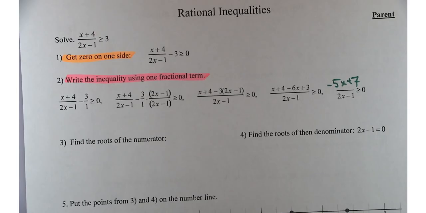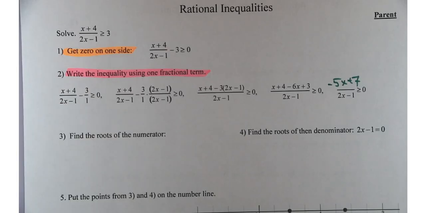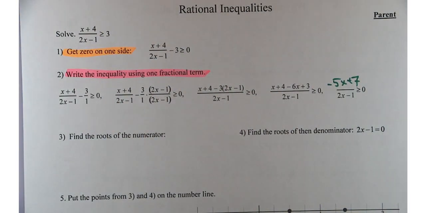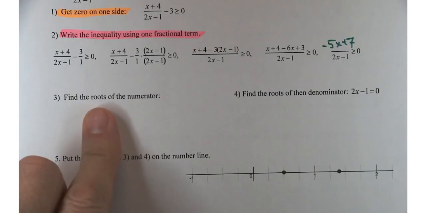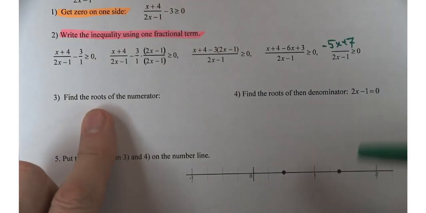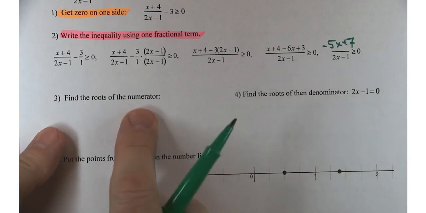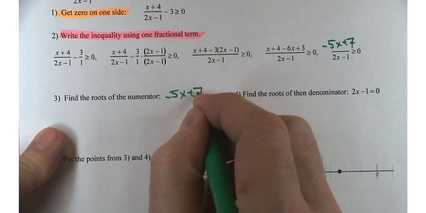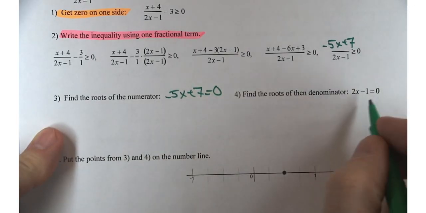Before we go on, are we okay with these first couple steps? There are going to be some problems where you'll have to do this, and if you do have some, great. Just move everything to one side and then write it with one fraction. So let's pick it up from here. Where it's going to start to seem familiar is after these first two steps, you're going to have to find the roots of the numerator, so that's where negative 5x plus 7 equals 0, and the roots of the denominator.